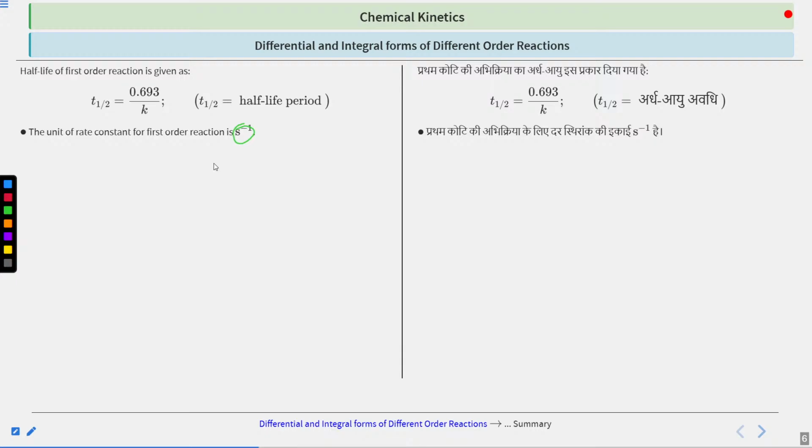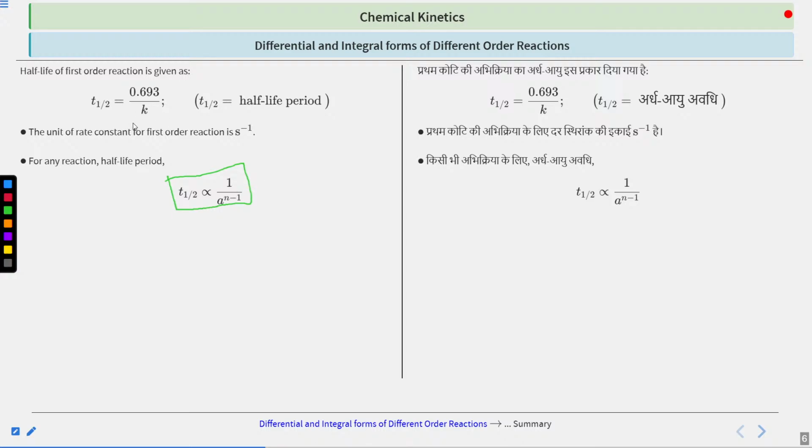Rate is equal to k multiplied by concentration raised to the power 1. Now mole per liter will get cancelled out, and you will get per second. Now for any half-life period, we can say in general that T half is equal to a to the power n minus 1. Okay, but this is true for all, except this one.